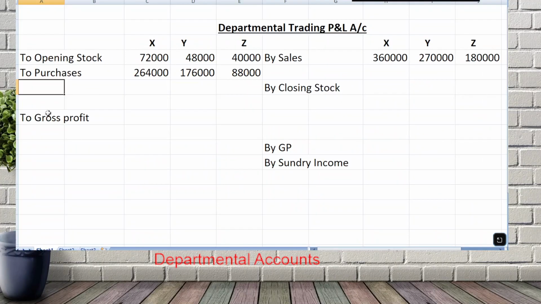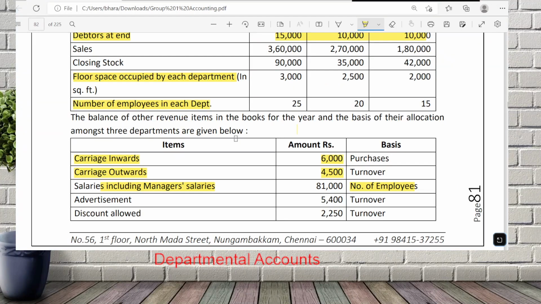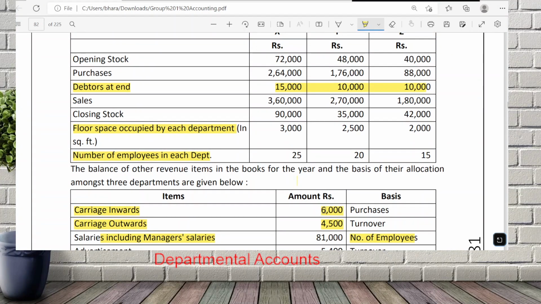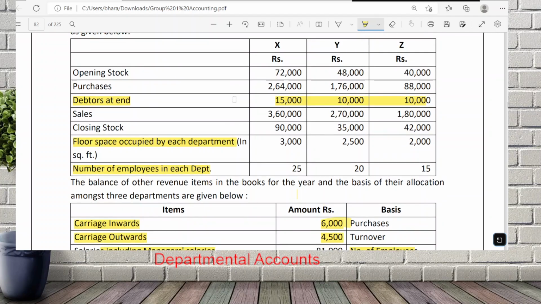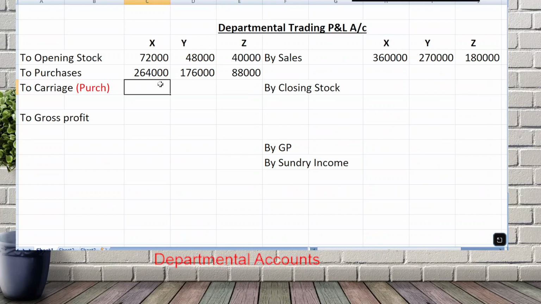Carriage inwards. Based on which ratio? Purchase ratio you apportion. This 6,000 you apportion based on the purchase ratio, 264 is to 176 is to 88. How much you get? 3,000, 2,000, 1,000.